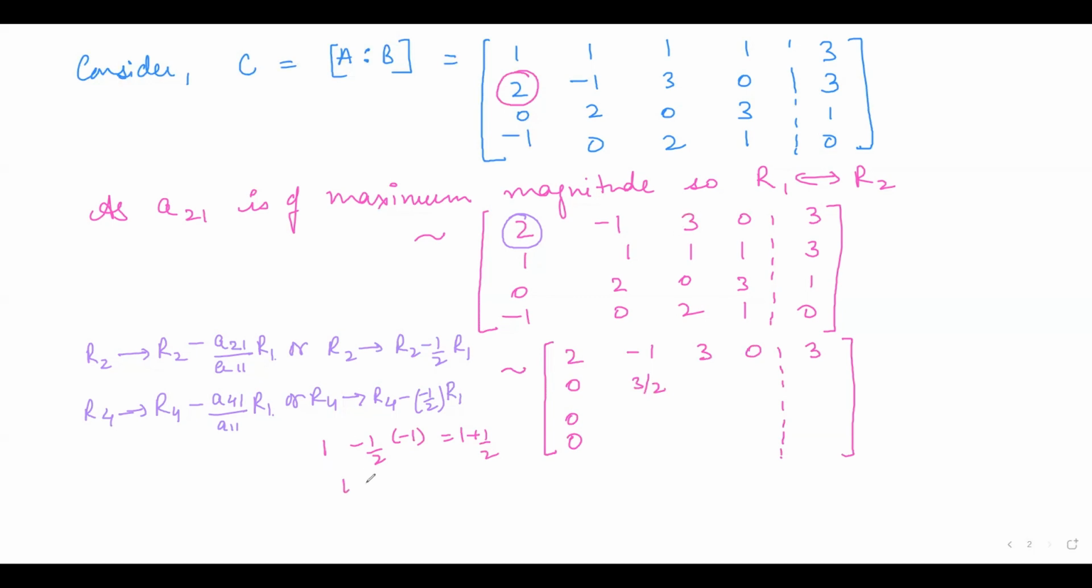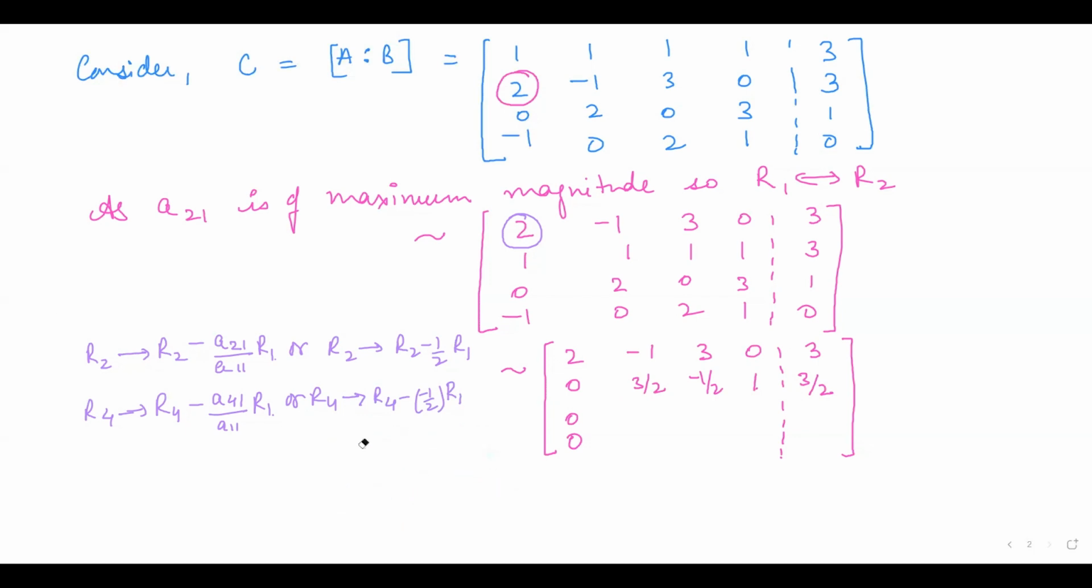That's minus half. So this is just 1. This is 3 minus 3 by 2. So that's again 3 by 2. So this is the second row that we have found.